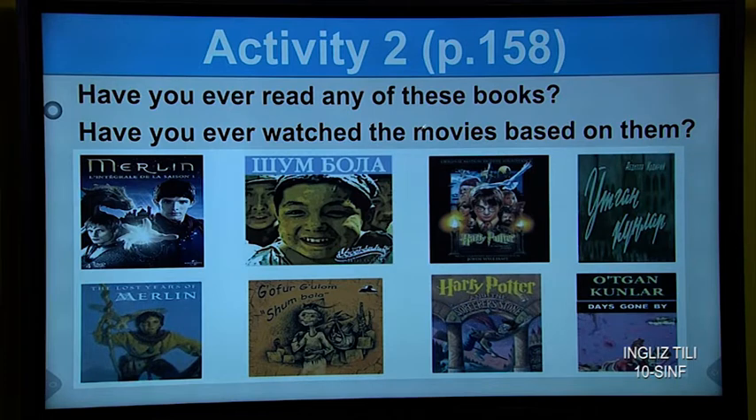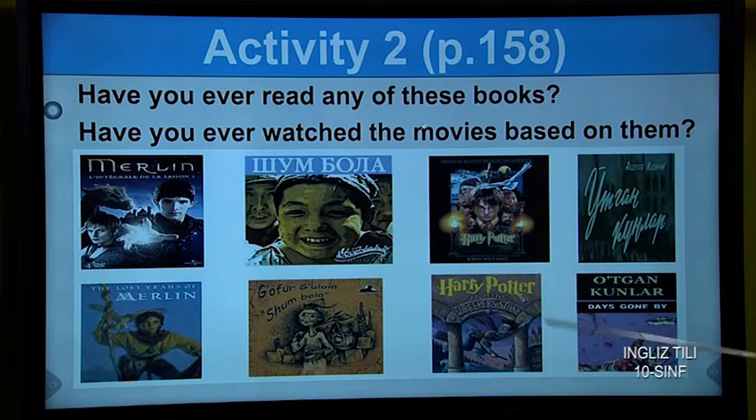Activity number 2 on page 158. This activity from your textbook, please open this page and look at this activity. Here you can see the picture of famous books and movies. The questions: have you ever read any of these books? Here you can see the books from Uzbek literature and world literature. Let's find which ones are from Uzbek literature.